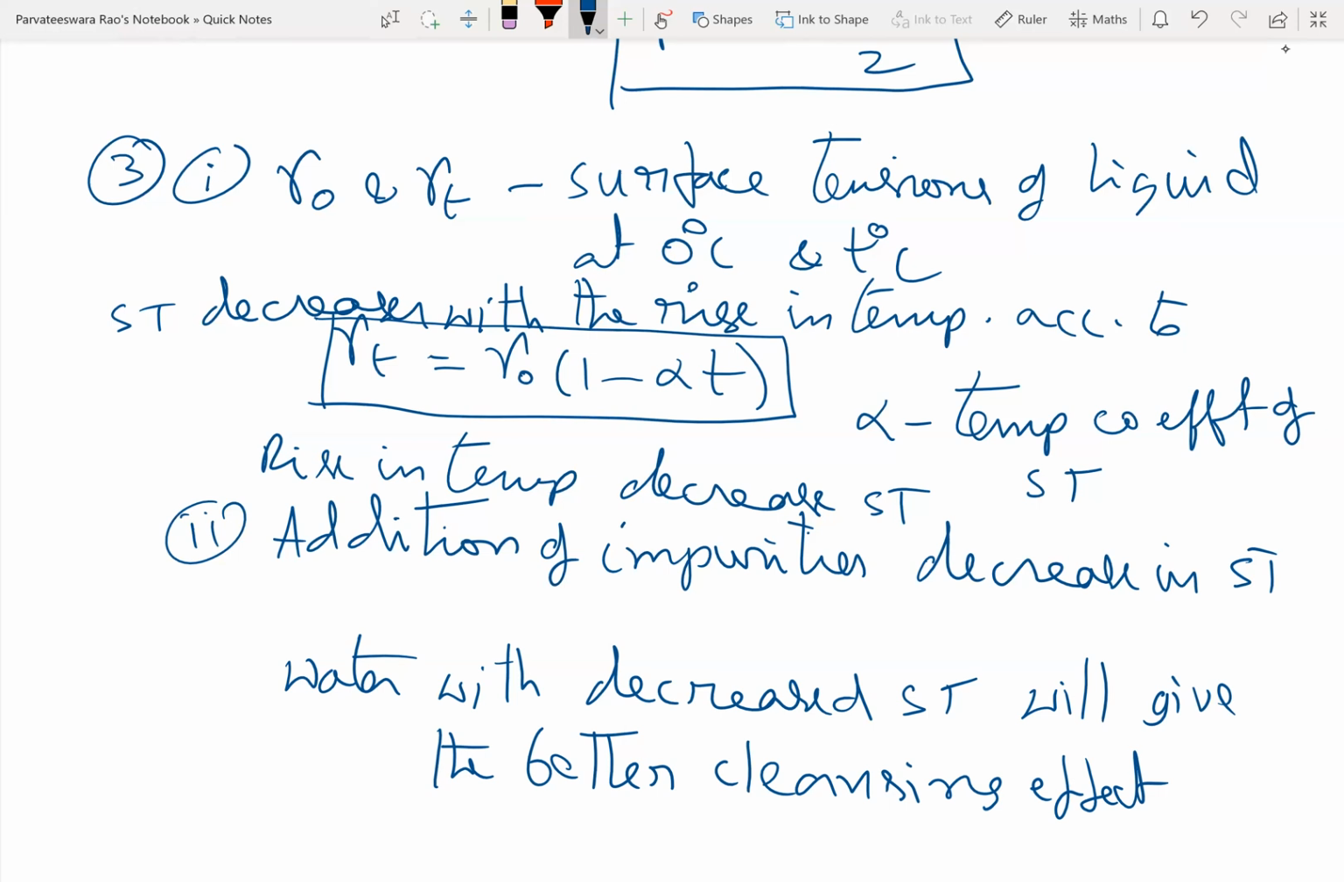Because hot water cleans the clothes more effectively than cold water. Now washing machines have a provision, have you seen the latest washing machines? You can allow the hot water to go into the chamber. There is a facility to send it into the cleaning chamber, because hot water cleans the clothes more effectively than cold water, because water with reduced surface tension gives the better cleansing effect. Similarly, lukewarm water can clean the utensils more effectively than cold water.